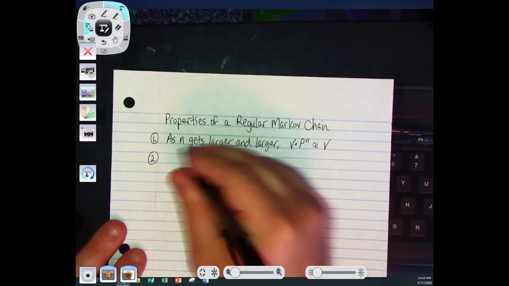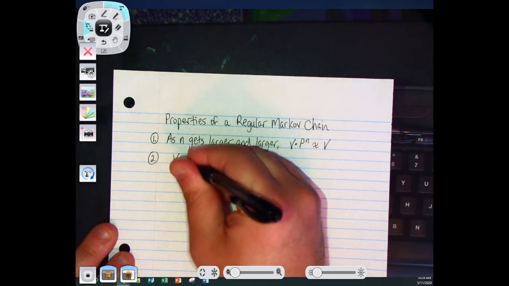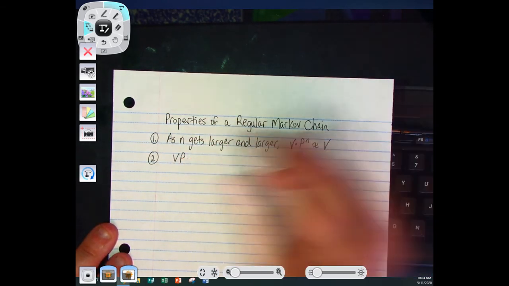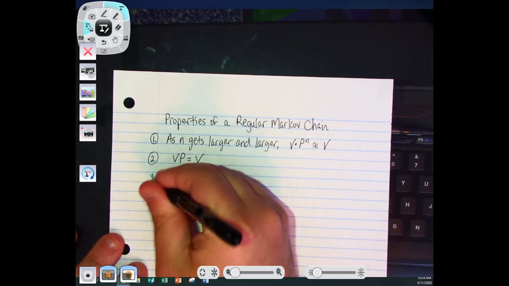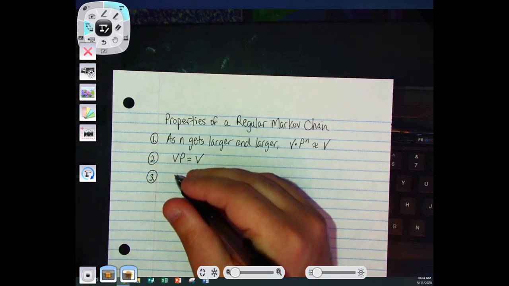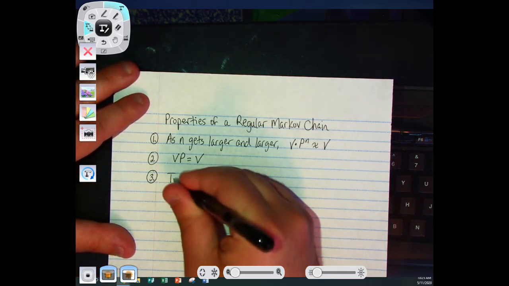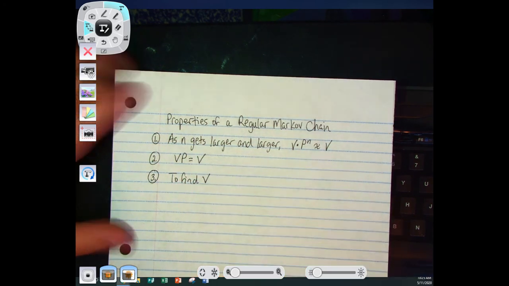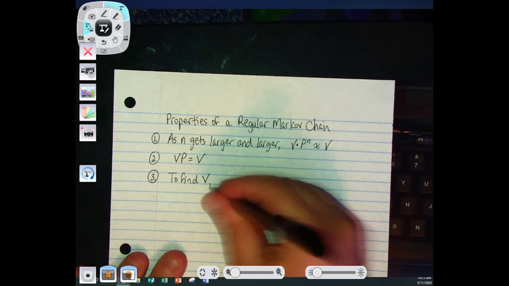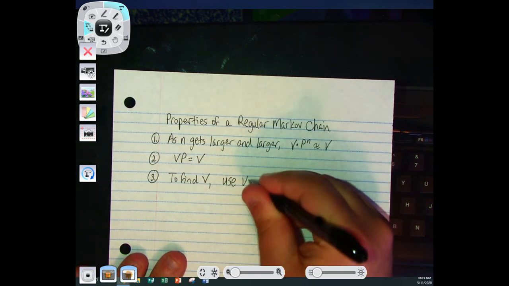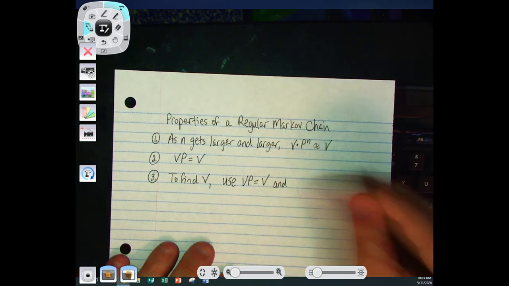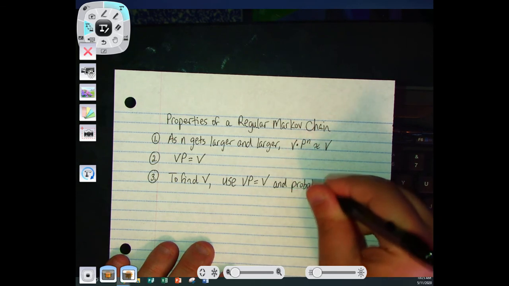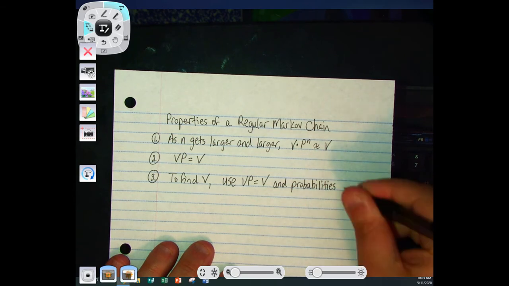We also know from before that this equilibrium vector v times the transition matrix itself is just equal to the equilibrium vector. So to find v, the equilibrium vector, we use the idea that v times p is equal to v, and that the probabilities add up to 1.